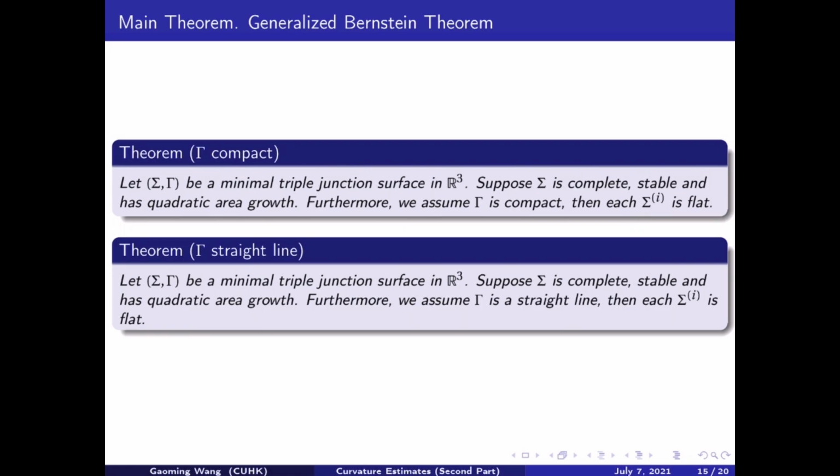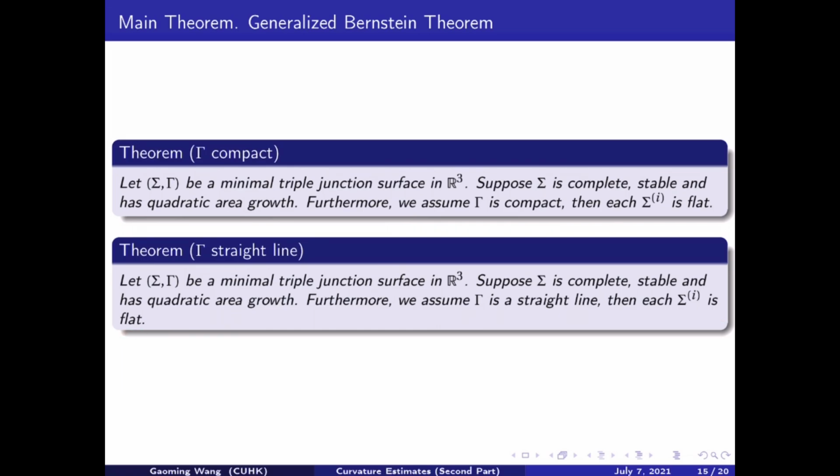Note that if all of sigma_i is flat, then gamma should be a straight line and gamma cannot be compact. So this theorem indeed tells us there is no complete stable minimal triple junction surface with quadratic area growth and gamma compact. The second theorem requires gamma to be a straight line. We assume the same conditions on sigma as above, except we assume gamma to be a straight line. Then we have the same conclusion that each sigma_i should be flat.